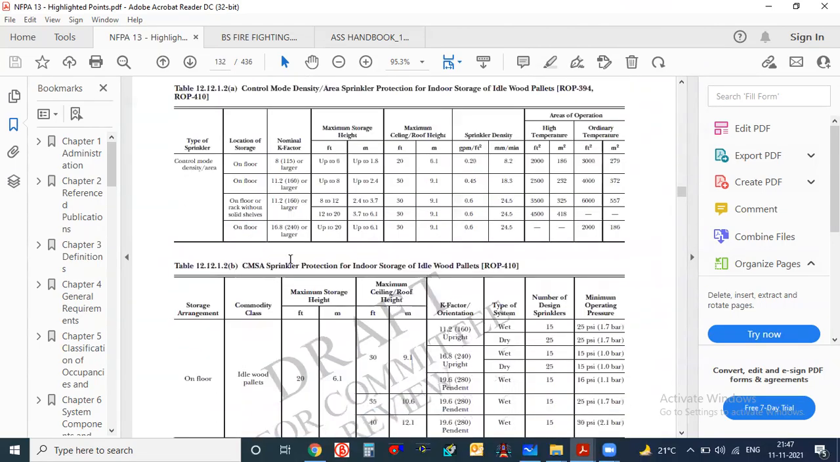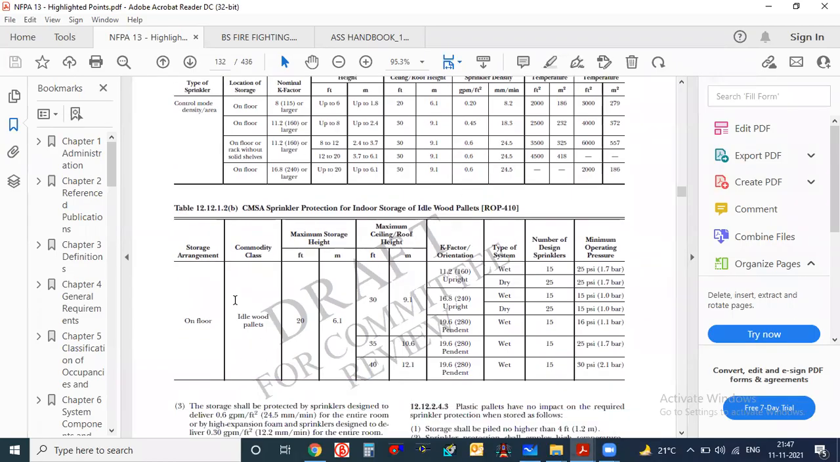Sometimes you have to check each of the sprinklers and try to get some common values. That is why storage type of buildings are always critical and complex, because everything is not given here. But CMSA, I think we can go with CMSA sprinkler because everything is given here clearly: K factor, type of system, the number of design sprinklers.